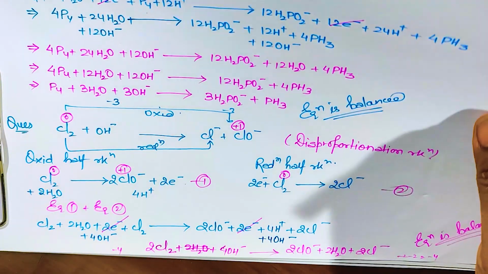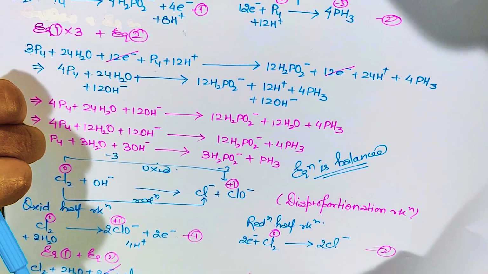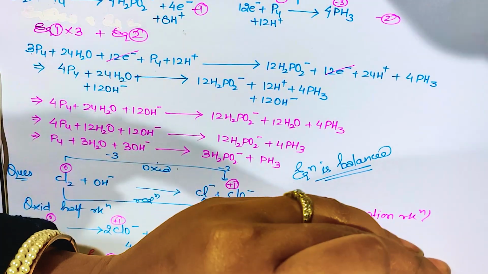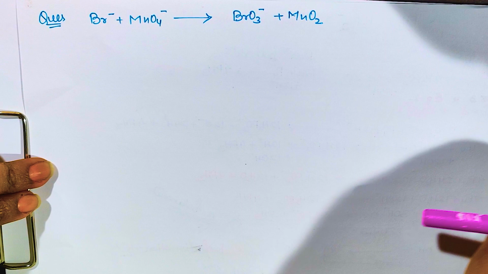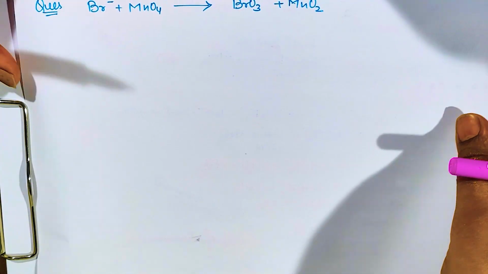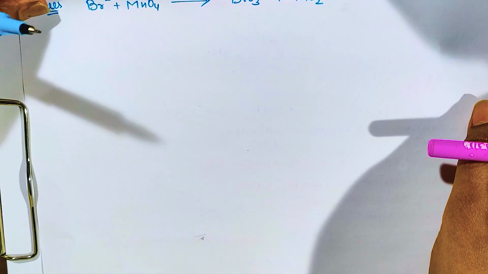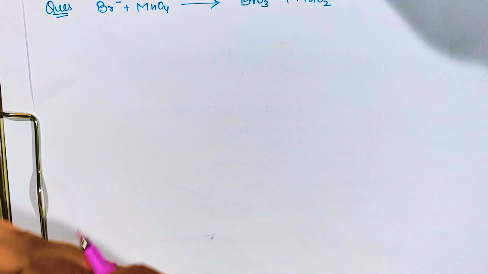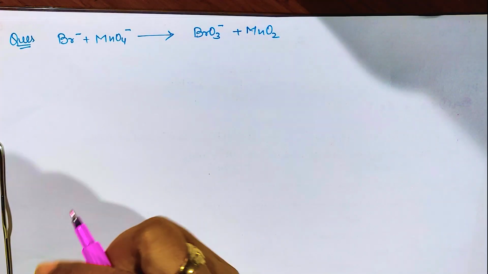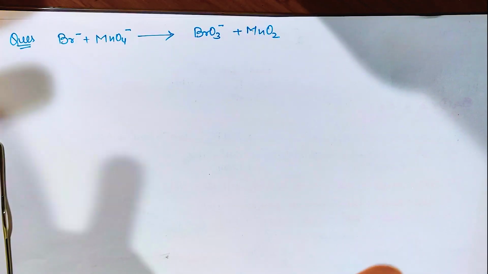Now the next equation which I have given you as homework is Br minus plus MnO4 minus changing into BrO3 minus plus MnO2 minus. Now you can ask how I will identify whether it is a basic medium or not. The question can be easy by stating to balance the equation in the basic medium. Another case, if it is not mentioned, then for other elements OH minus will be there in the reaction.